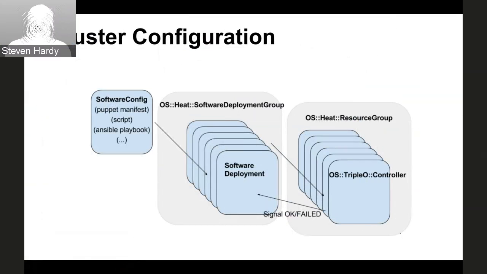So if you've got 10 compute nodes or 3 controllers, it creates a corresponding number of software deployments inside the software deployment group, and that references only one software config, you'll notice, and that's because the software config, as I mentioned earlier, doesn't do anything. It's just a container for, say, the Puppet manifest. And then the software deployment is the thing associated with the server that triggers the configuration to actually happen.